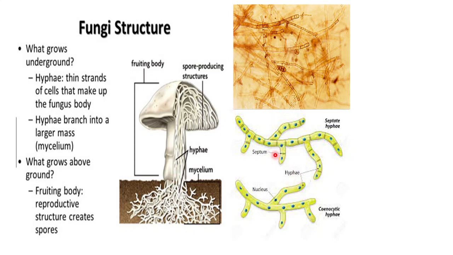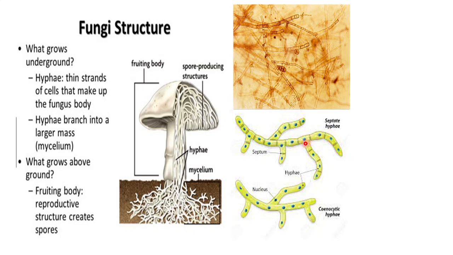So here, furthermore, the hypha sometimes are separated by walls. As already mentioned, the cell wall of fungus is made up of chitin. So here you can see each of the cells is separated. Here the blue ones are the nuclei, and they have separation walls.